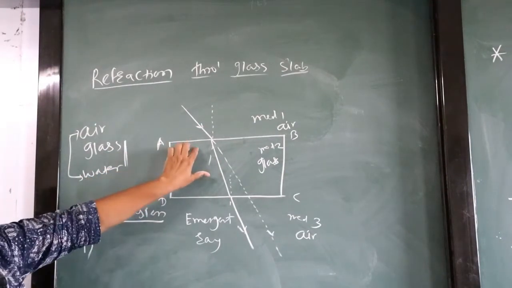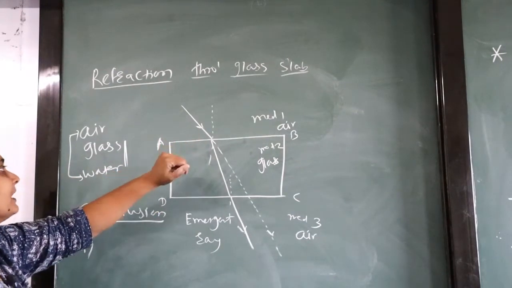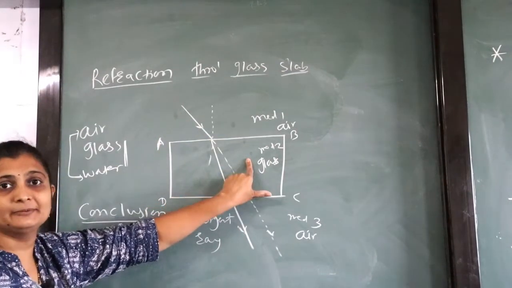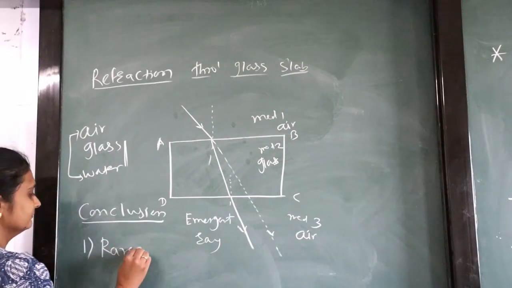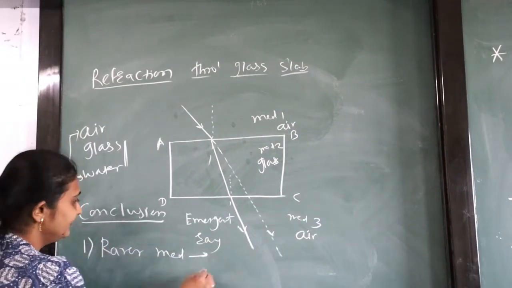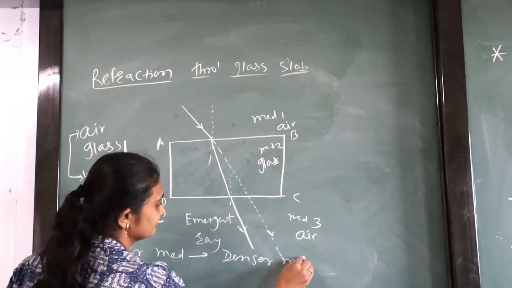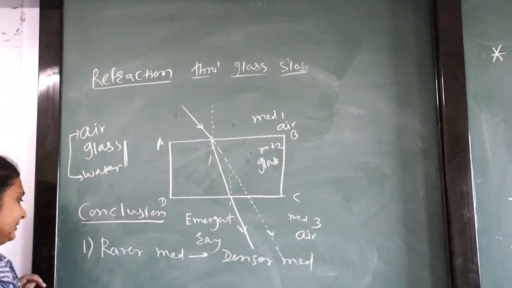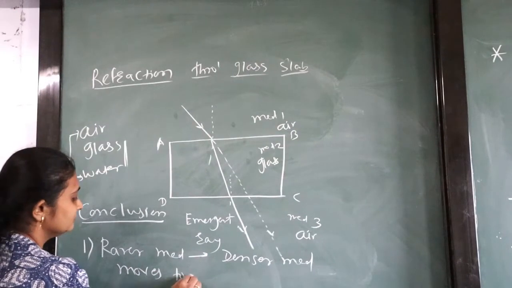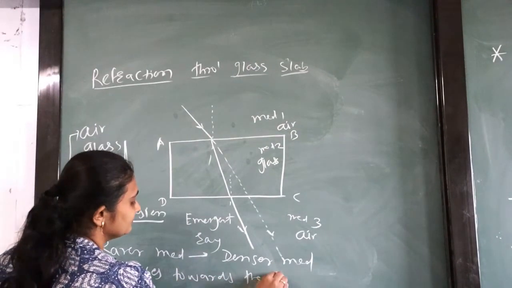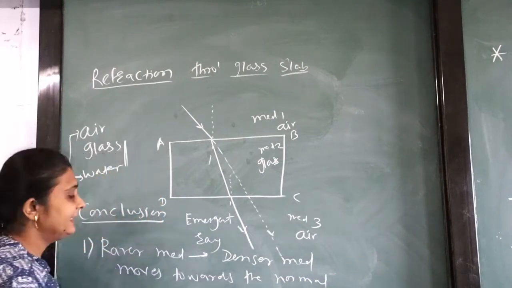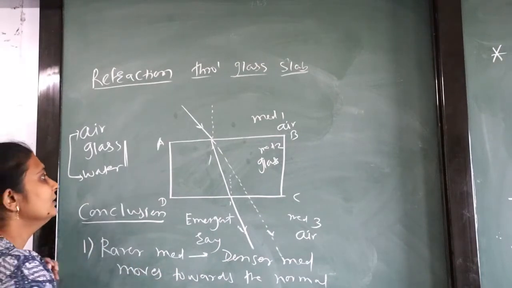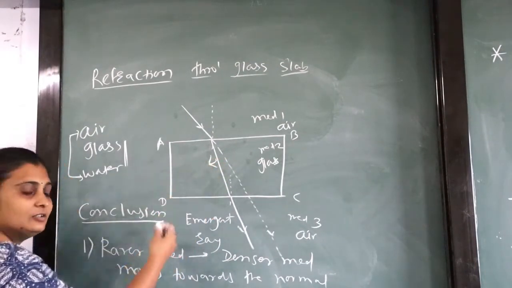Now in the first case, for surface AB, the light ray moves from the rarer medium to the denser medium. Then it moves towards the normal. When a light ray moves from a rarer medium to a denser medium, after refraction it moves towards the normal.